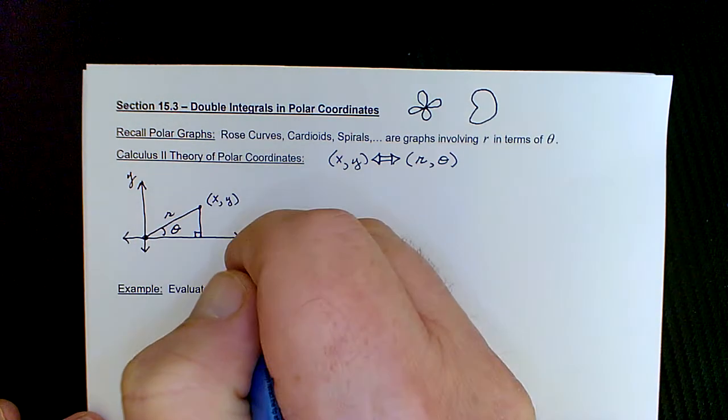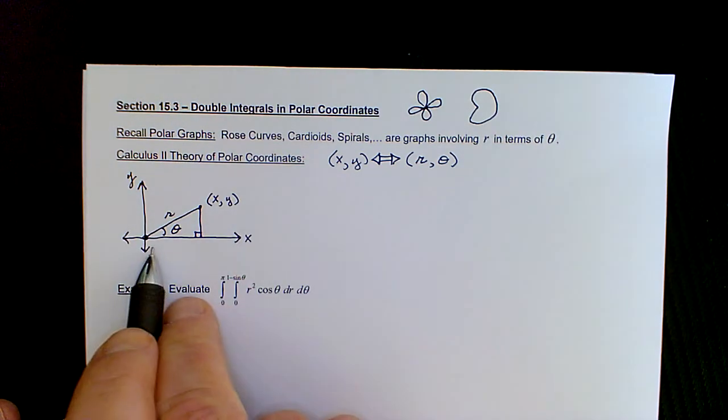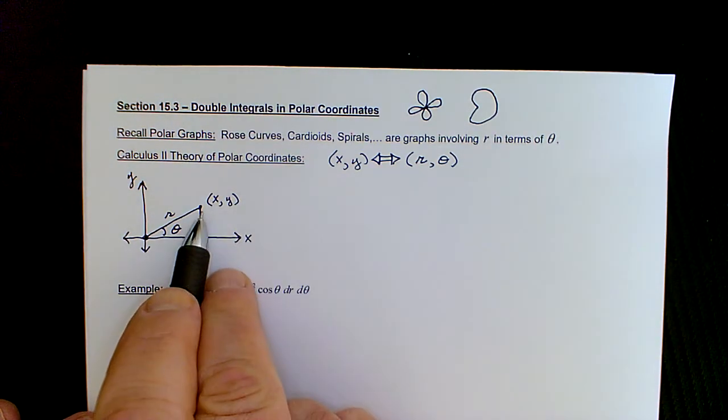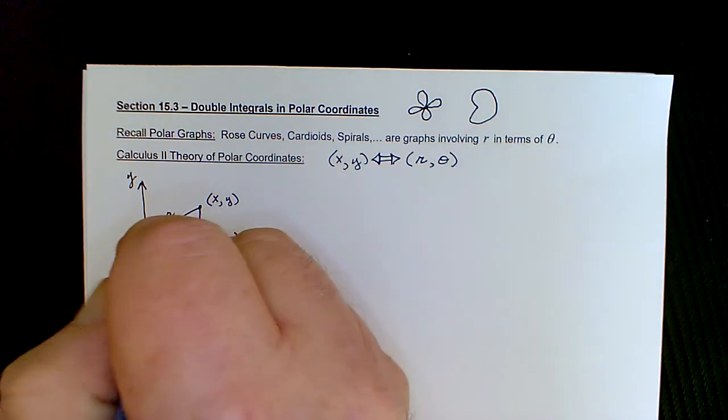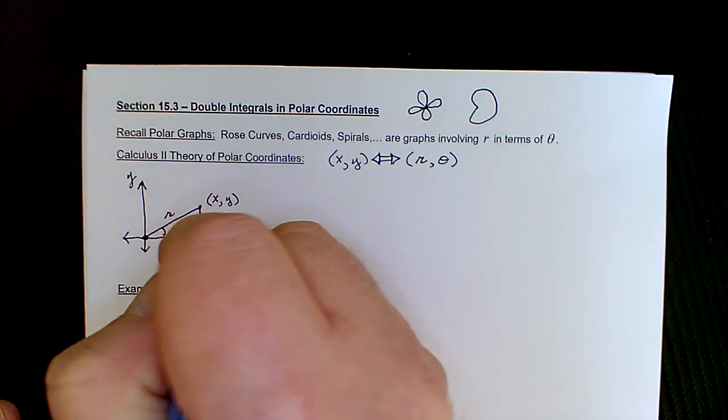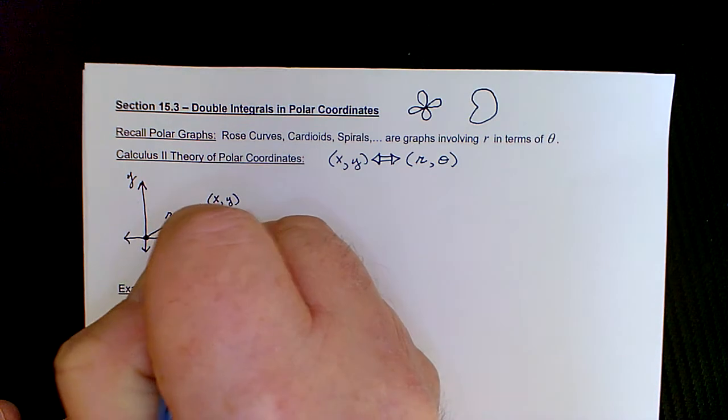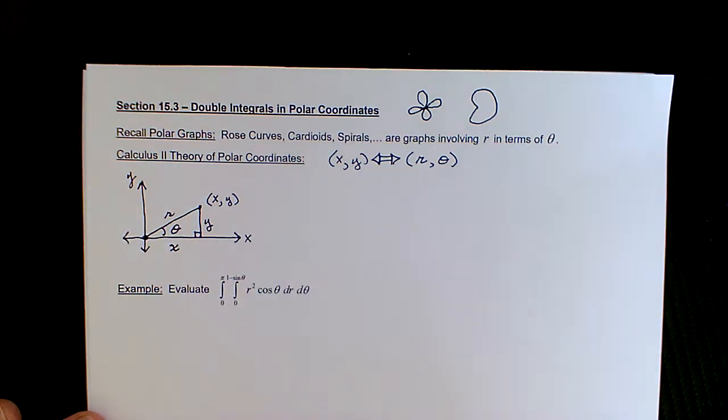To get the relationship between x, y, r, and theta, consider just dropping a perpendicular here, creating a right triangle. Okay, the horizontal leg, if this is the point x, y, to get there, we'd have to move x units in the x direction. So the horizontal leg is going to be x, and y units in the y direction, so the vertical leg is going to be y.